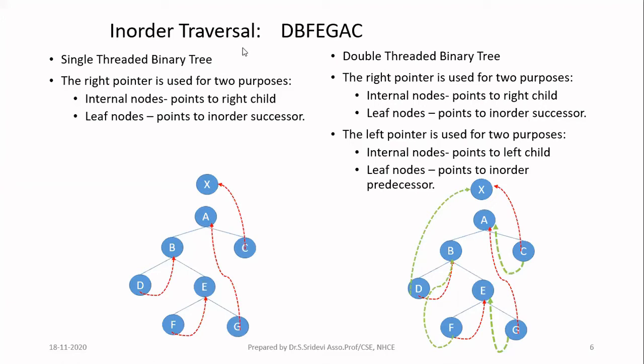In in-order traversal, first you have to visit the left child, then the root node, and then the right child. So for this particular tree, the in-order traversal is: you will start with A, go to the left, B. Now it is also having a left child. So go to the left, D. D is the last node in the left direction. So you will be printing D first. After that, you will print the root node B. Then you will print the right child. The right child is a subtree.